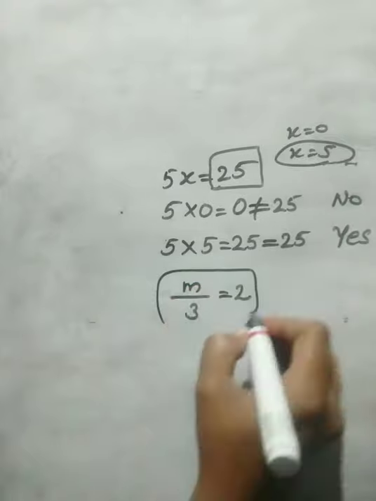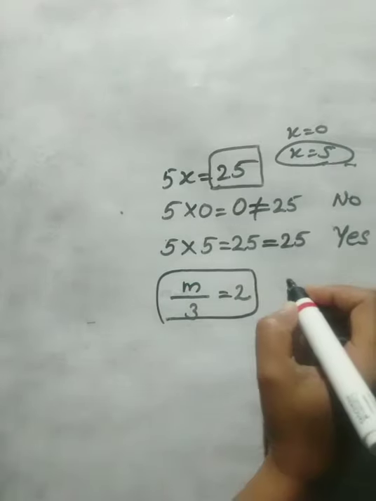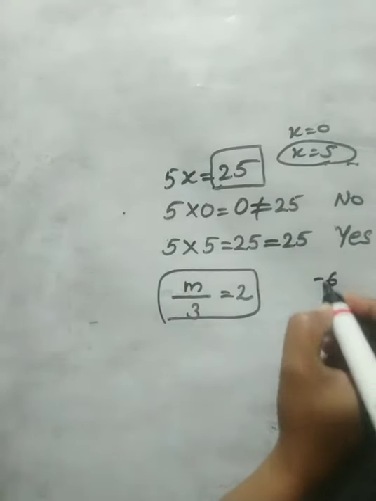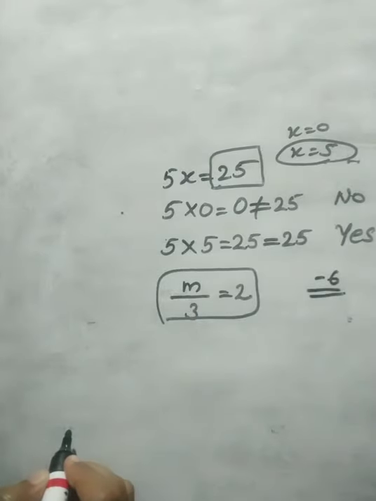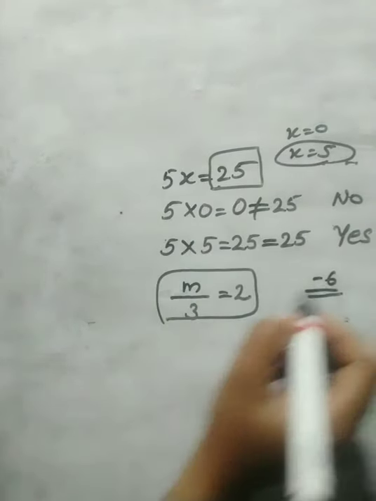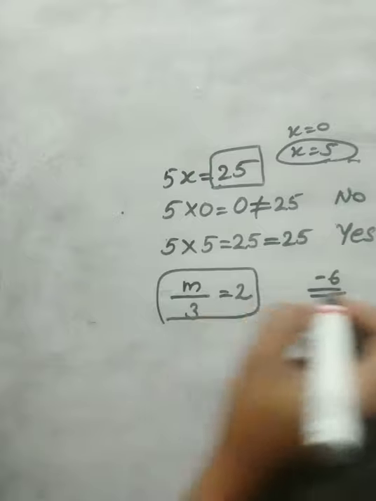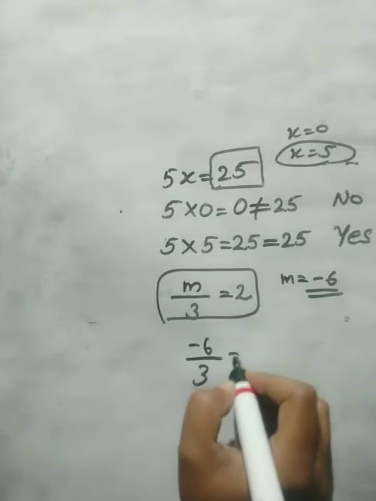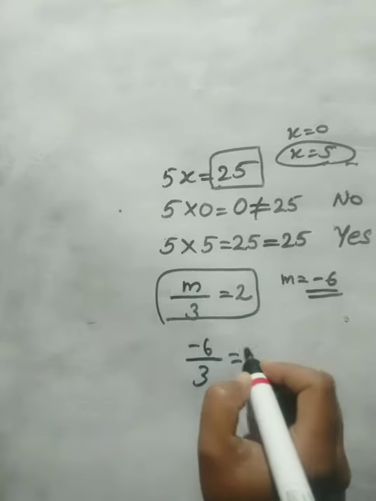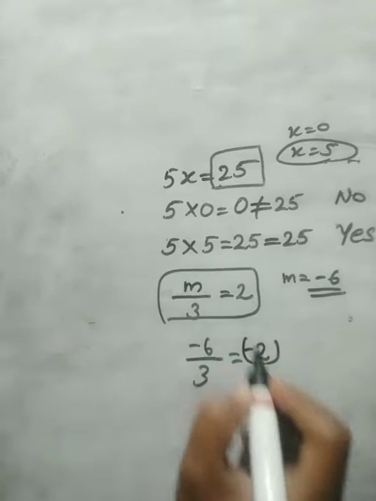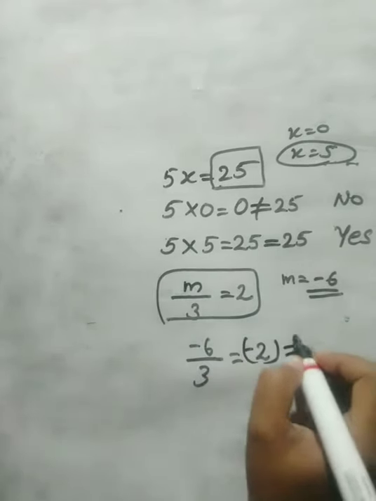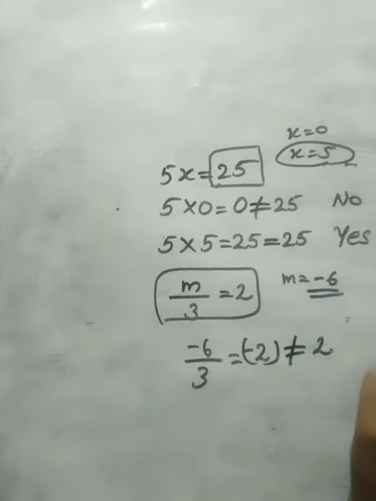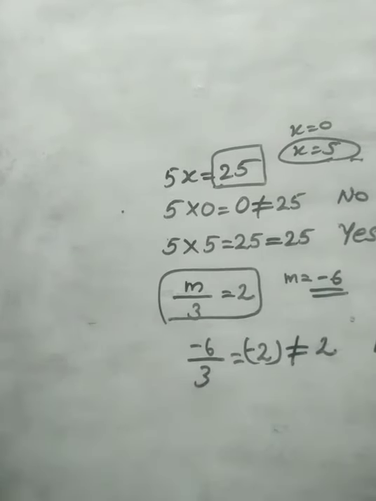Then, m by 3 is equal to 2. When we solve, we have to get 2. The first value is negative 6. Then instead of m, we can write negative 6. So negative 6 by 3. What is the value? Negative 6 divided by 3 is equal to negative 2, not positive 2. So that is not equal to 2. So this value is not satisfying.